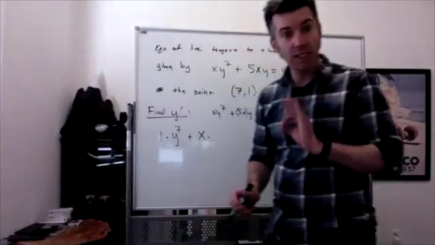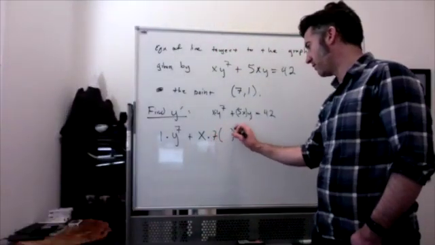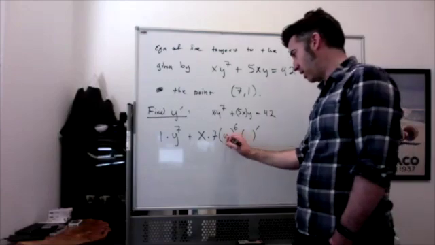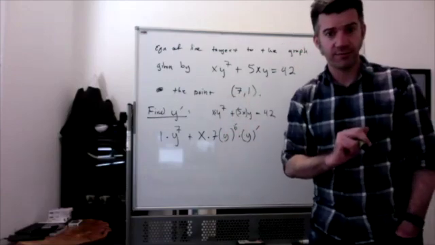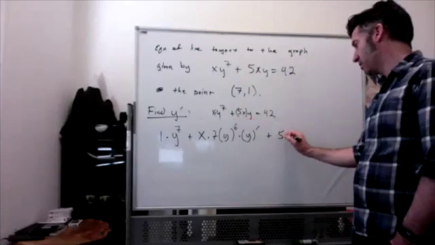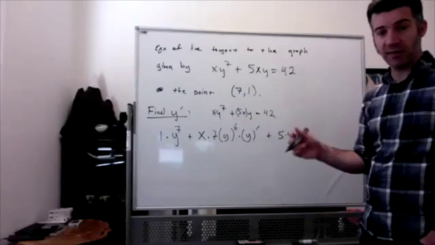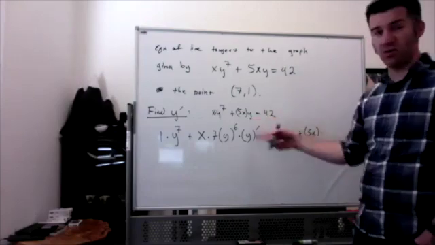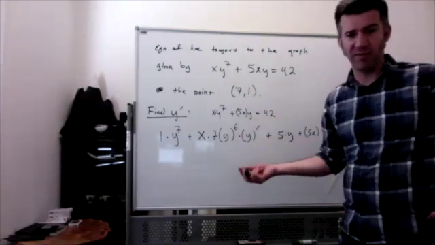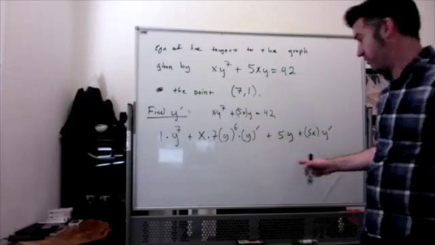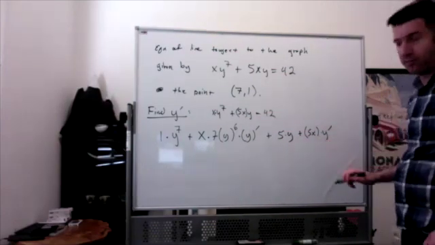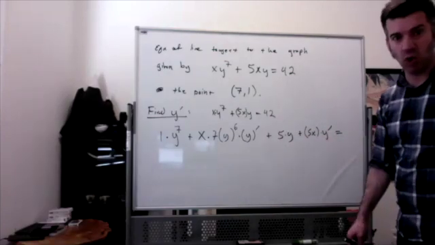The derivative of some stuff to the 7th power is 7 times your stuff to the 6th power times the derivative of your stuff. In this case, the stuff is y. 7 times y to the 6th times the derivative of y. Plus, product rule again. The derivative of 5x is 5 times y. And then flip it, leave the 5x alone, times the derivative of y. If you just got y, its derivative is just y prime. Equal to, derivative of 42 is 0.